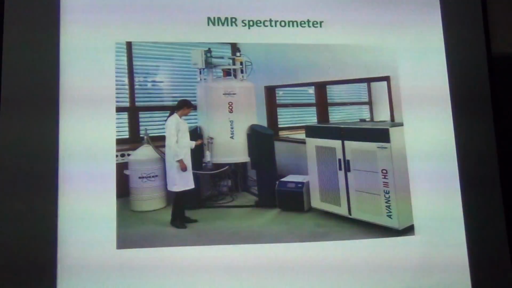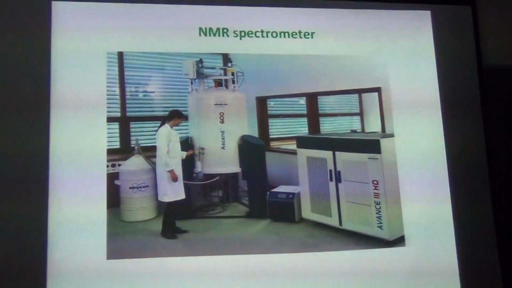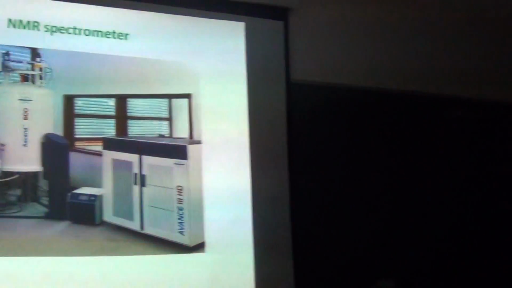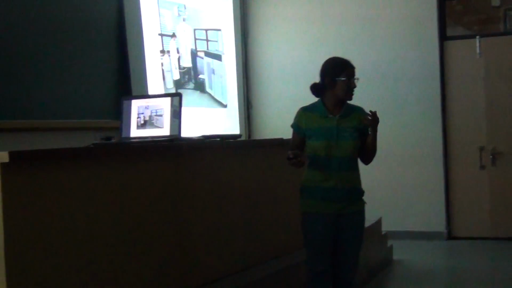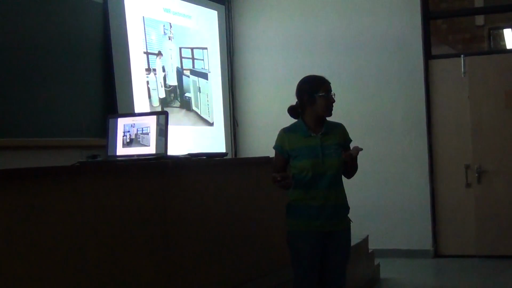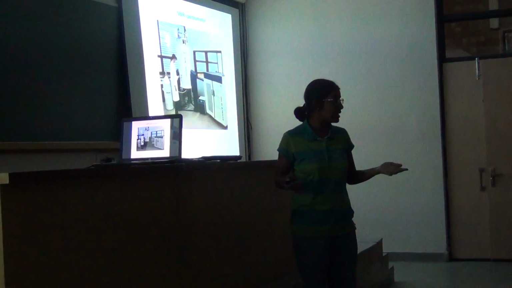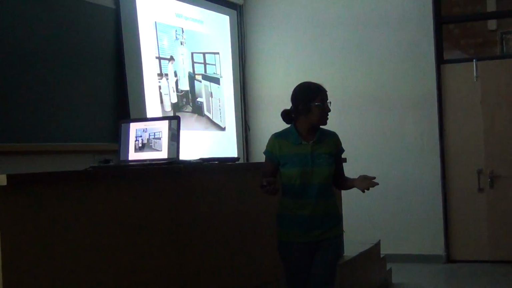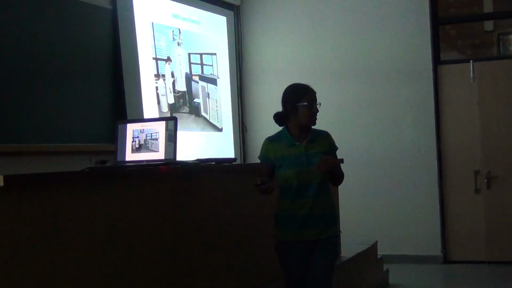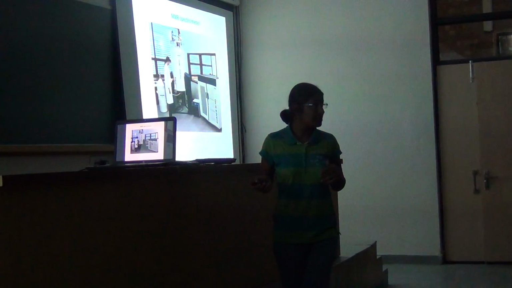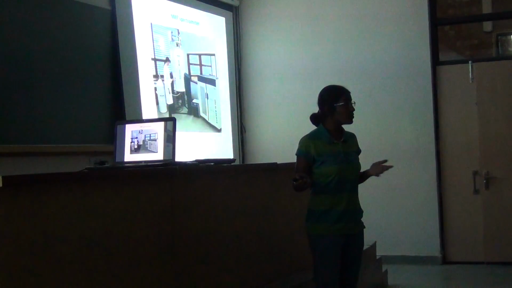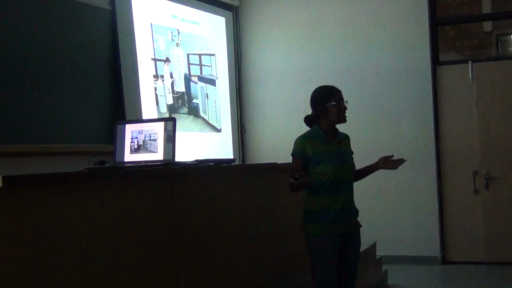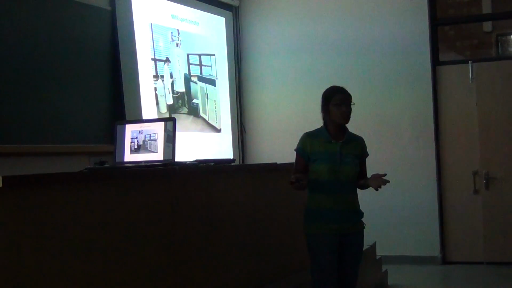Surrounding this liquid helium is liquid nitrogen. Liquid nitrogen, as is well known, has a boiling point of about 77 Kelvin. So why do we use liquid nitrogen? It's so that we don't lose liquid helium by evaporation. Liquid helium has a boiling point of 4 Kelvin, whereas liquid nitrogen has a boiling point of 77 Kelvin. So basically, to save liquid helium, we use liquid nitrogen. Liquid helium is very expensive, about 1,000 rupees per liter or so, and it's not very easily available. Because of that, we use liquid nitrogen.